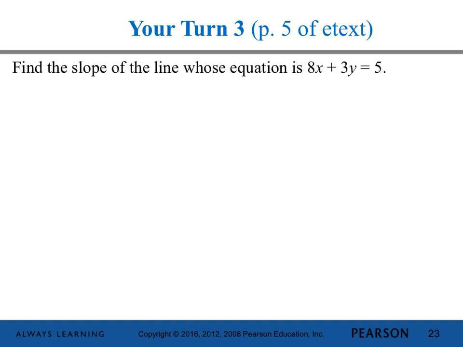Find the slope of the line whose equation is 8x plus 3y equals 5. This is your turn. So you need to do this problem. Remember, what you're doing is you're going to set this equation to where it's equal to y. We want it in the form y equals mx plus b, and you need to use your algebra skills to do that.